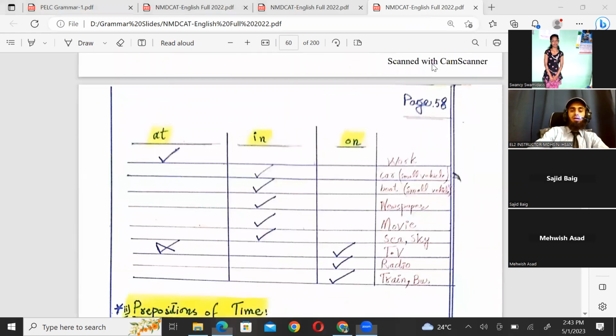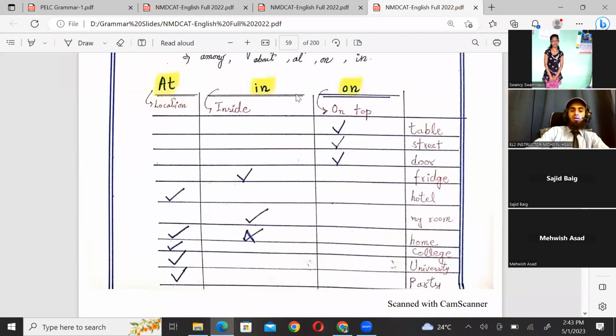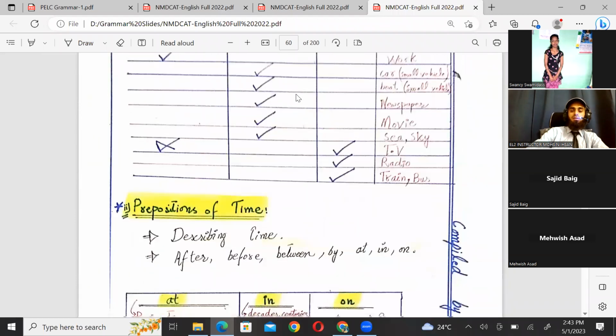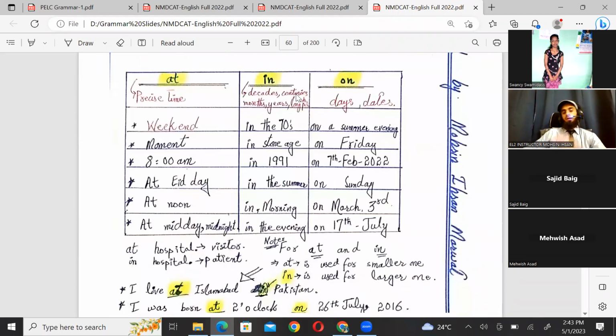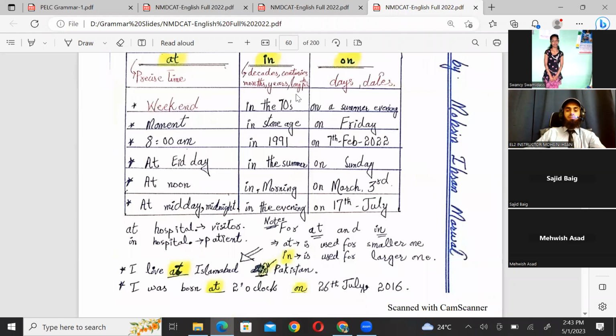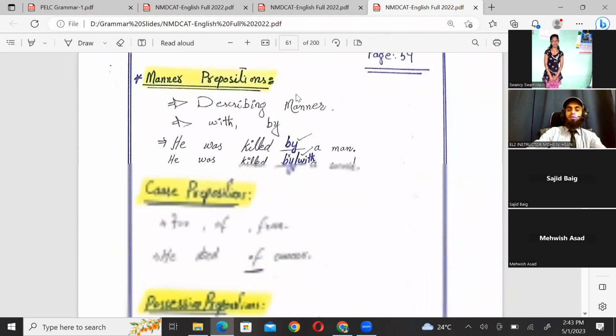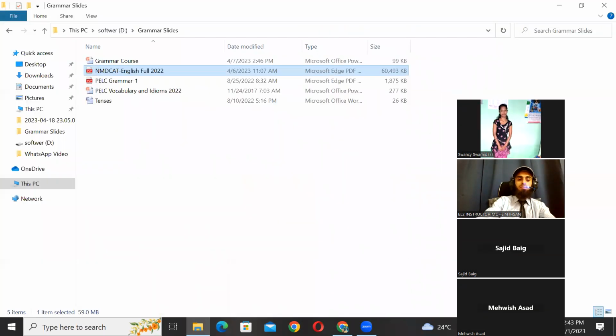Okay, so this was all regarding prepositions, and remember this part especially, the prepositions of place and prepositions of time. This part must be remembered. All right, let me give you some vocabulary.